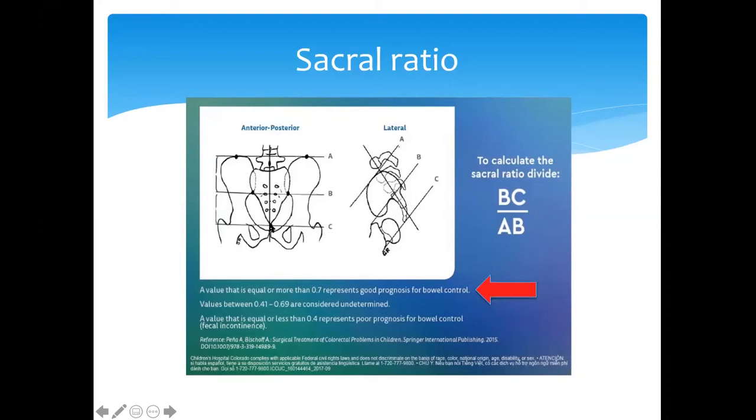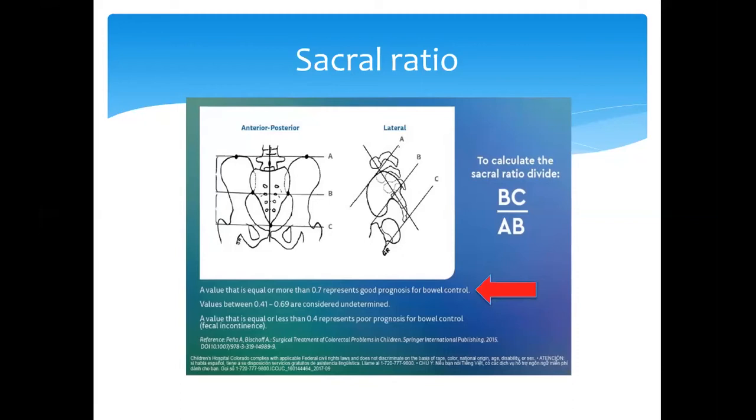So it's the same landmark in the AP and the lateral view. Your calculation, let's say the normal range that determines a good prognosis with good continence, is if the ratio is equal or more than 0.7. If you have a calculation of less than 0.4, that means this is a very poor prognosis and your patient most likely belongs to the incontinent group.